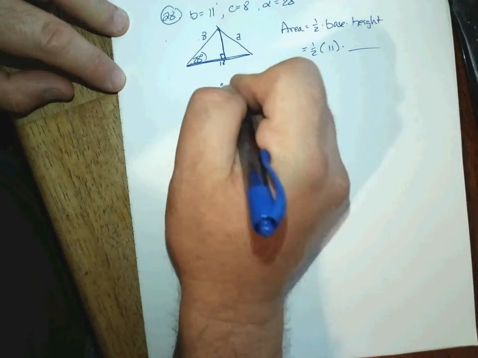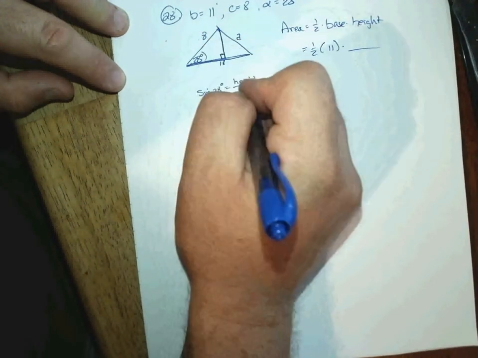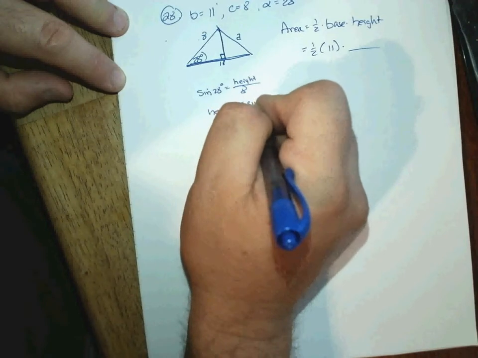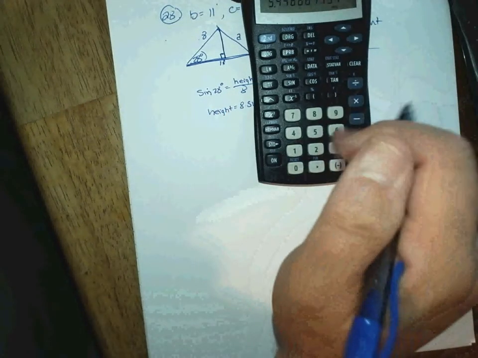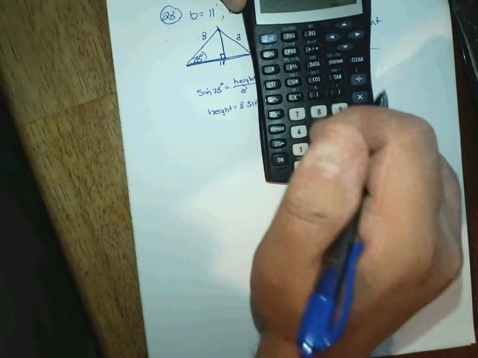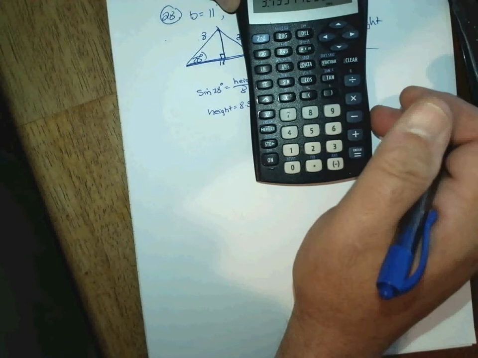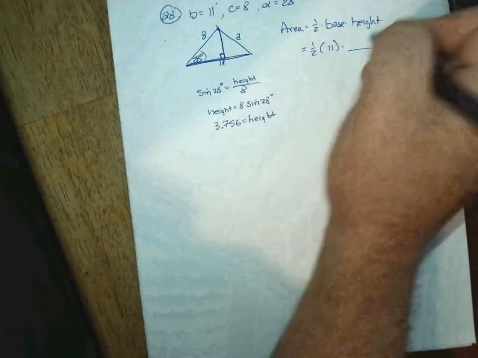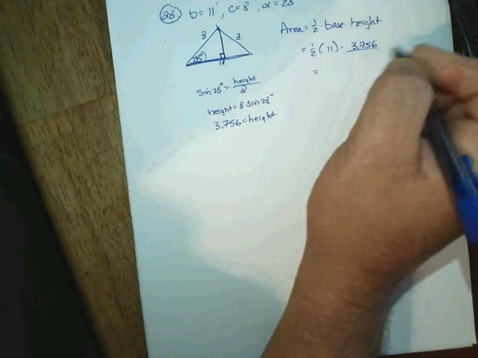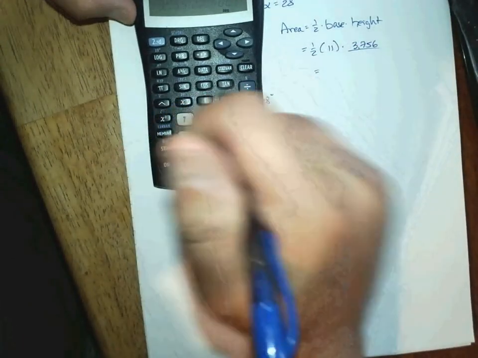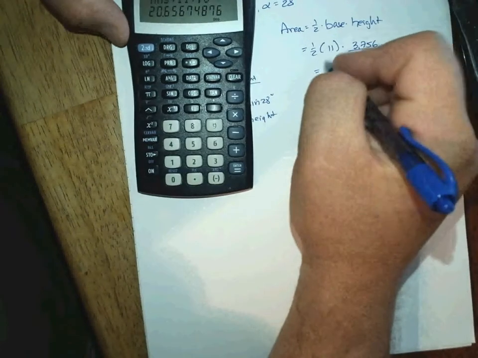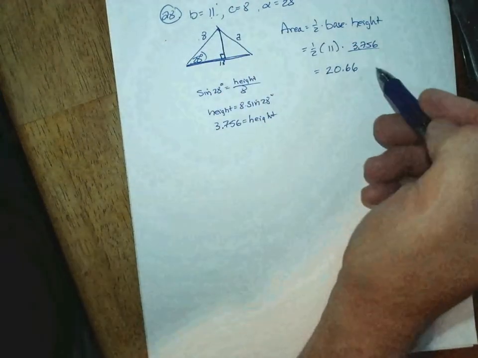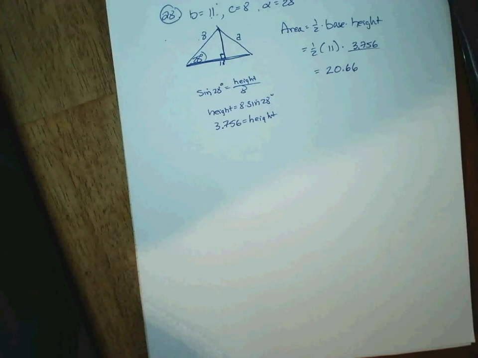The sine function will do that for you. The sine of 28 degrees is the height divided by the hypotenuse of 8. Opposite over hypotenuse. Therefore, the height of your triangle is 8 times the sine of 28 degrees. 8 times the sine of 28 degrees gives me 3.756. That's what I put here. And now I'm all set to calculate that. 3.756 times 11 times 0.5 for a half, and we get 20.66 square units. Whatever the units were here, square units here.